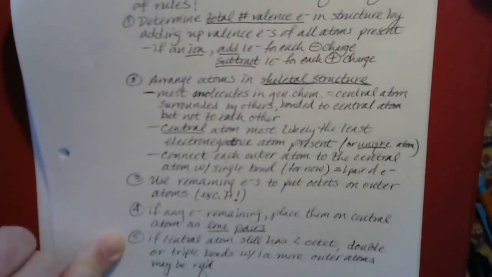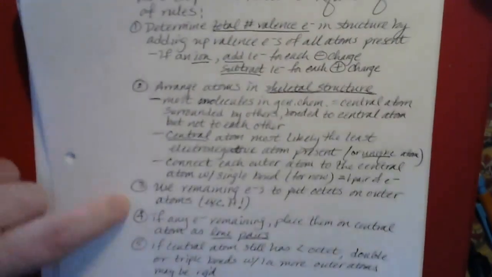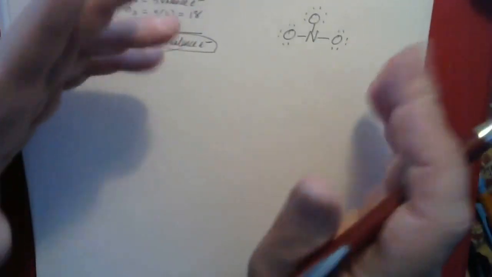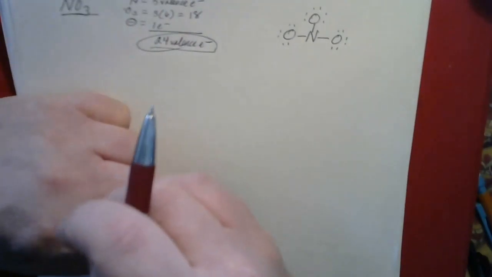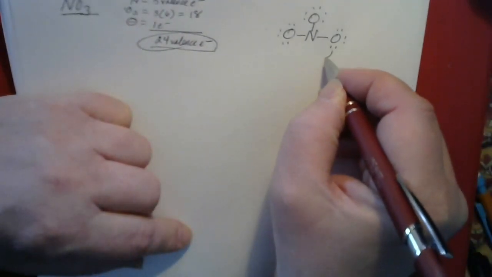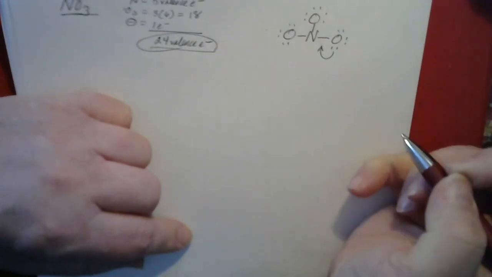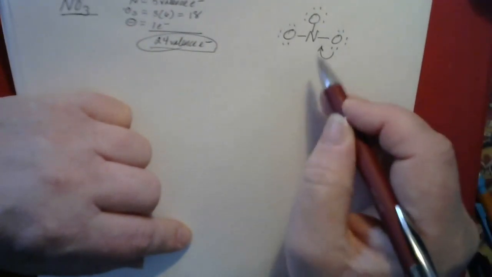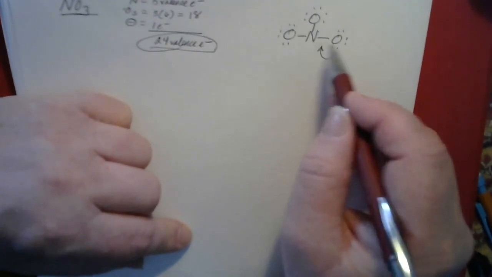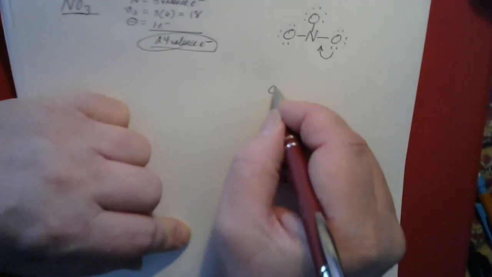If the central atom still doesn't have an octet of electrons around it, try a double bond with one of the outer atoms. In this case, the outer atoms are all of the same element, and so it doesn't matter which of them we choose to participate in a double bond. All that really means is we're going to take one of the lone pairs of electrons from one of the outer oxygens and move it to a position between the nitrogen and the oxygen.